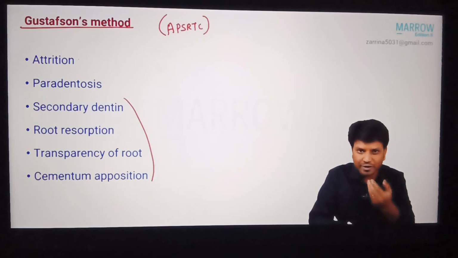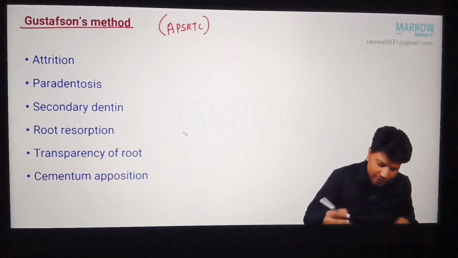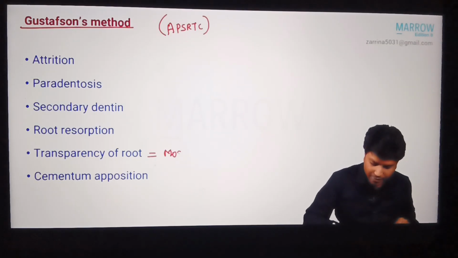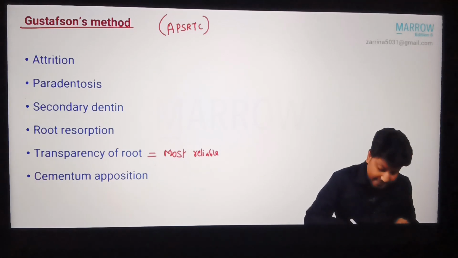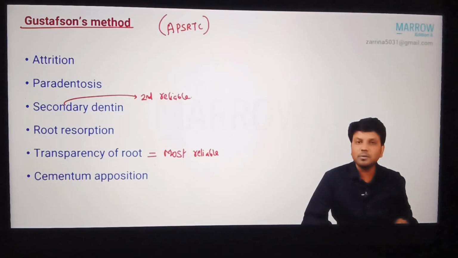Attrition means wear and tear, erosion of the teeth. You can directly see that. Parodontosis also, gum changes. You can directly see that. Of all these criteria, remember, if they ask you which is the most reliable criteria, the most reliable criteria is your transparency of the root. Second reliable one is secondary dentin.